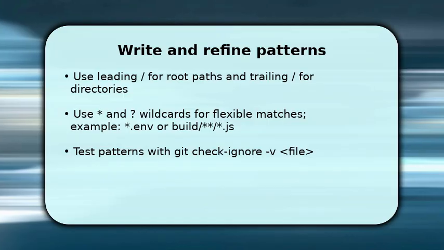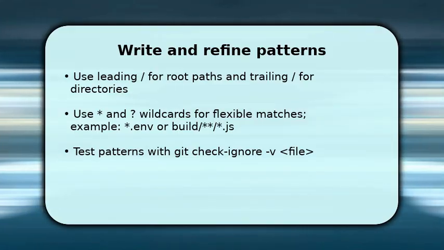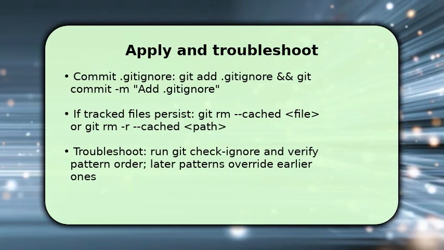Make incremental edits and save often. Once you've written rules, test them with git check-ignore -v file. Finish by adding and committing the .gitignore so everyone shares the rules: git add .gitignore and git commit -m "add .gitignore".